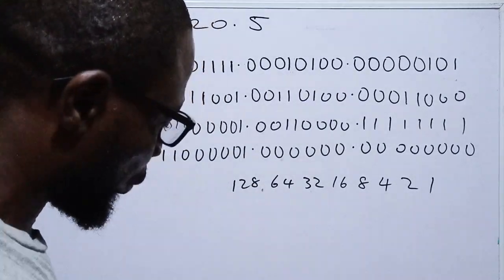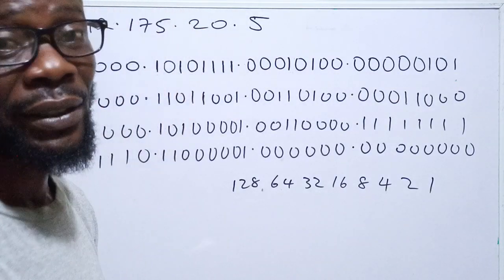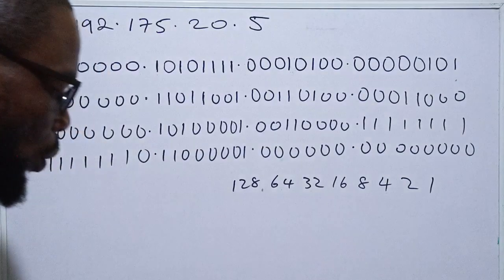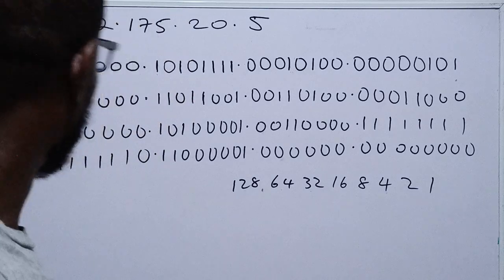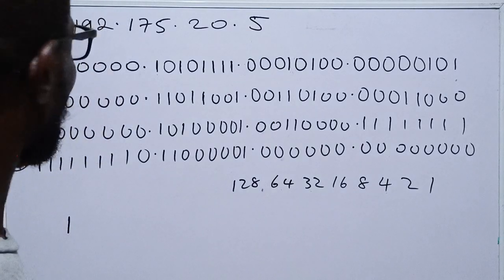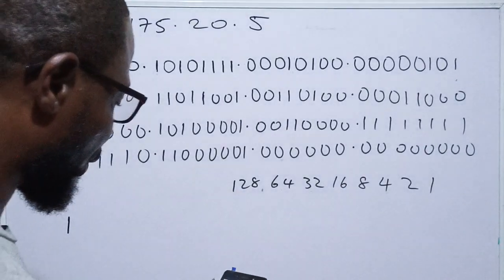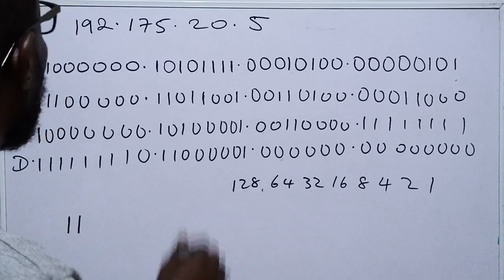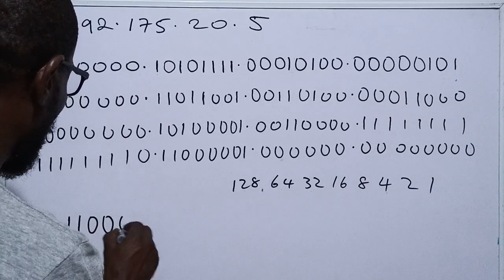If 192 can subtract 128, you put 1; if it cannot do it, you put 0. Now, 192 minus 128, it can do it, which means we put 1. Now, can 64 minus 64? Yes, 64 minus 64 is 0, and there is nothing left to subtract.